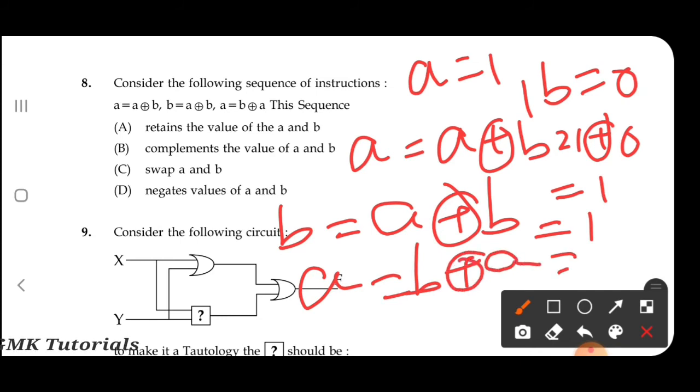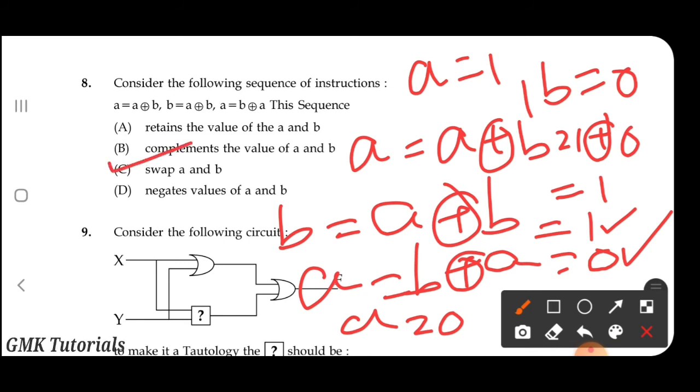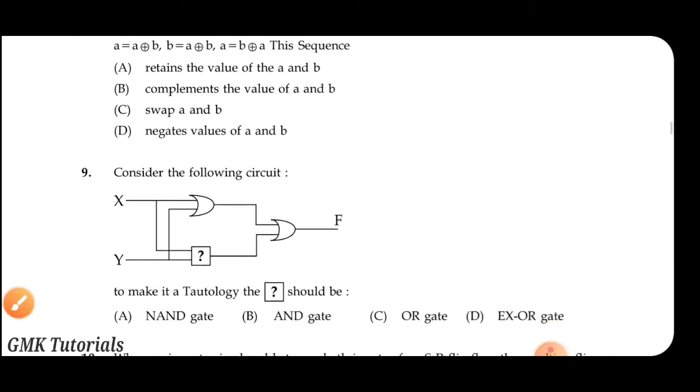We substitute A, it is 0. B value is 1 and A is also 1. With 1 and 1 in an XOR gate, the output is 0. So what are the final values? A is equal to 0 and B is equal to 1. So with these three instructions, a swapping operation has happened. So swap A and B is the right answer.